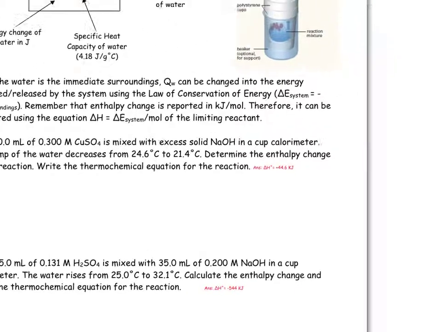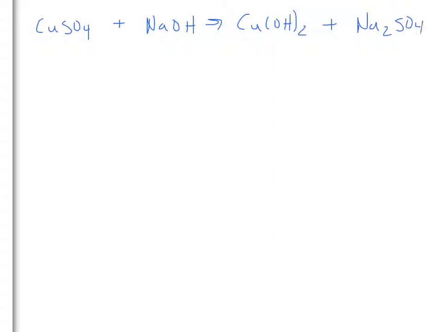Let's start this example by writing a balanced chemical equation. We're going to mix copper sulfate and sodium hydroxide together. This is going to be a double displacement reaction, giving us copper hydroxide and sodium sulfate. Now, to balance this equation, you need 2 sodium hydroxides, and to complete the reaction, we need to include our states.